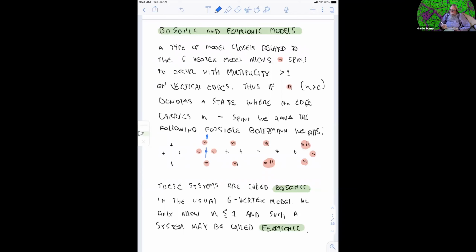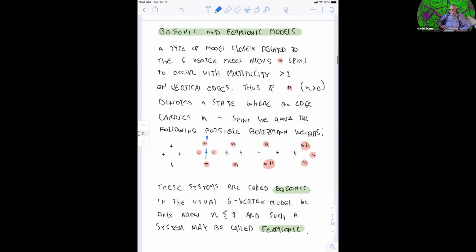And then you have these Boltzmann weights. If n is not allowed to be bigger than 1, then you're back in the 6-vertex model. So these are bosonic weights, and we can distinguish between bosonic weights and fermionic weights. And so far, the only example we've seen is a 6-vertex model.